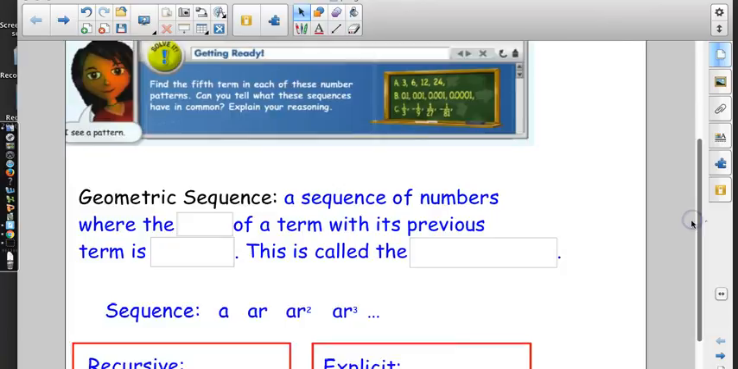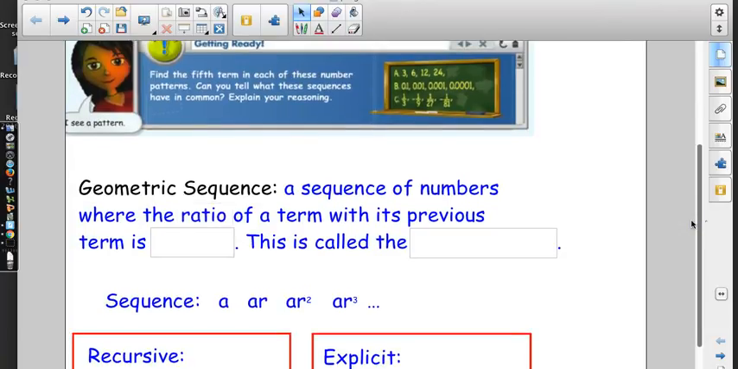So a geometric sequence, better get that off of your definition, you're going to need that. A geometric sequence is a sequence of numbers where the ratio, which means fractions, it means division to us in mathematics, the ratio of the terms with its previous term is constant. Again, it has to be the same thing every time. It can't change up. It has to stay the same. And that is called the common ratio. So this formula is going to have an R in it. And that R is going to be our common ratio.